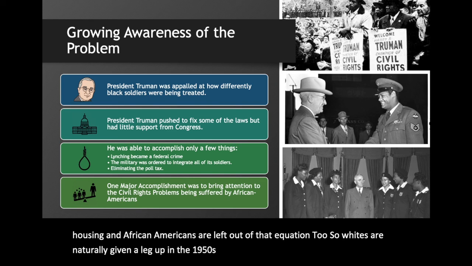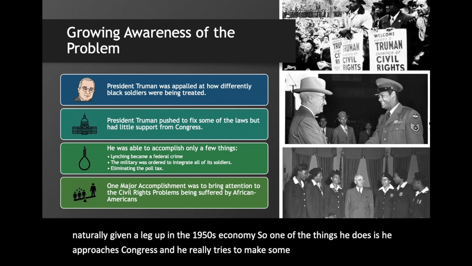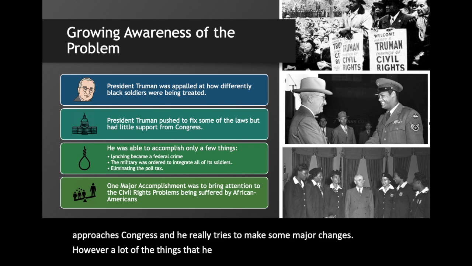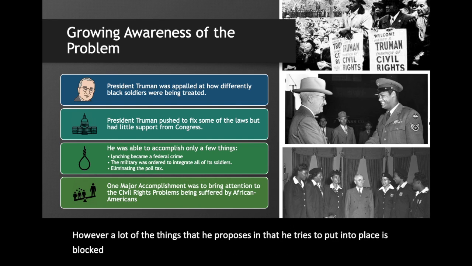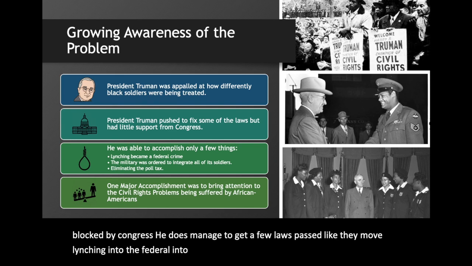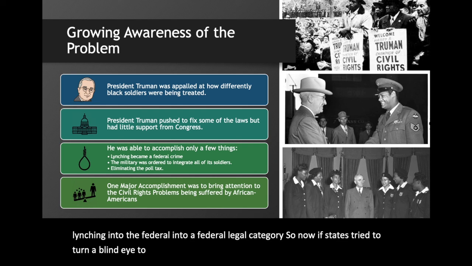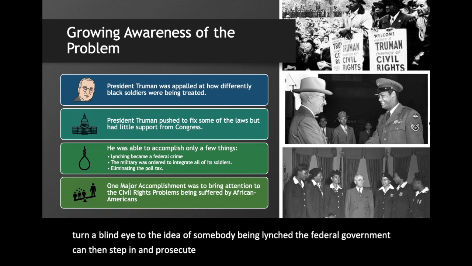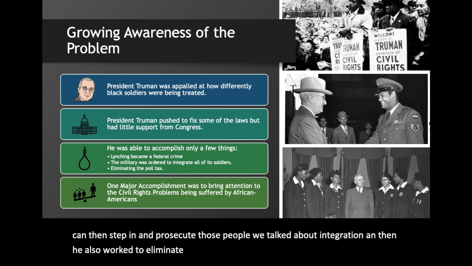So whites are naturally given a leg up in the 1950s economy. So one of the things he does is he approaches Congress and he really tries to make some major changes. However, a lot of the things that he proposes and tries to put into place is blocked by Congress. He does manage to get a few laws passed, like they move lynching into a federal legal category. So now if states try to turn a blind eye to the idea of somebody being lynched, the federal government can then step in and prosecute those people. We talked about integration, and then he also worked to eliminate the poll tax, again, trying to get them better access to the political process.